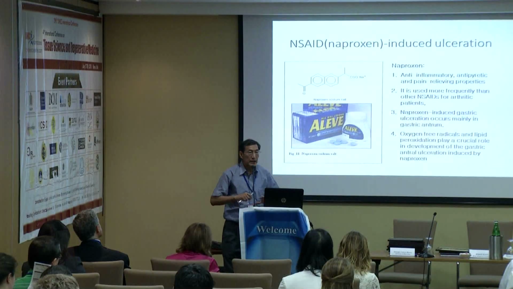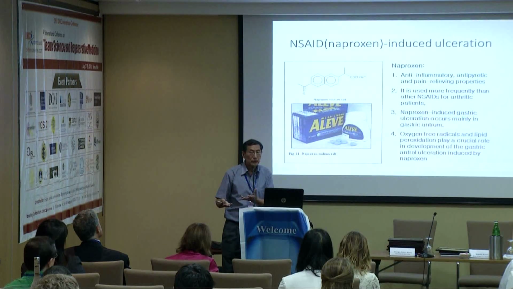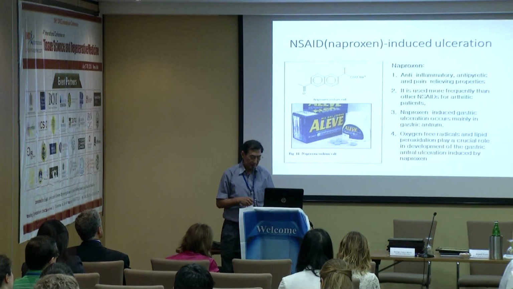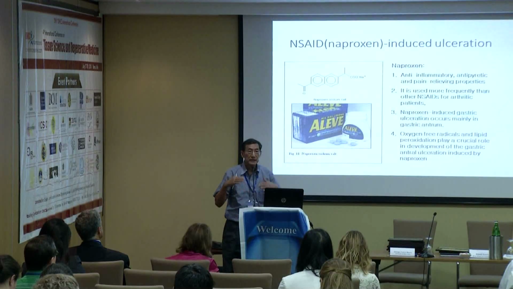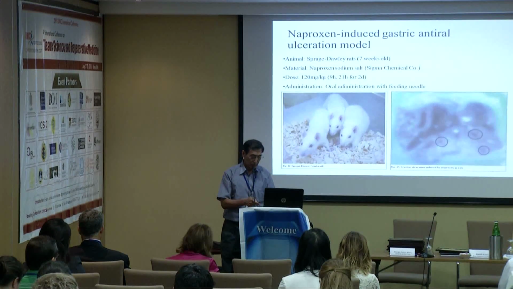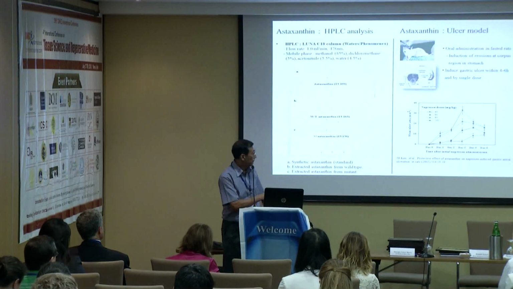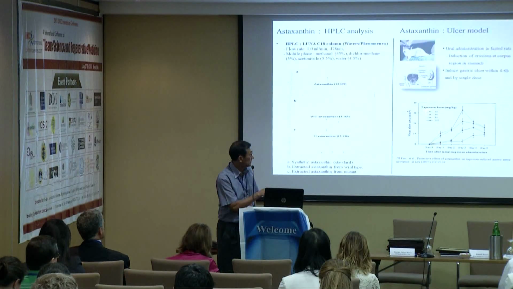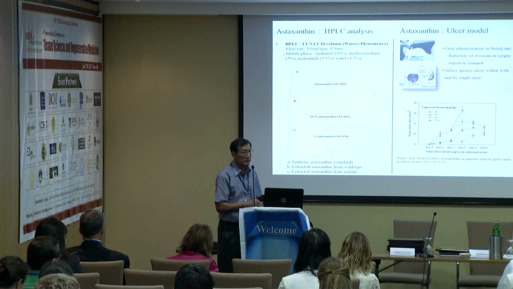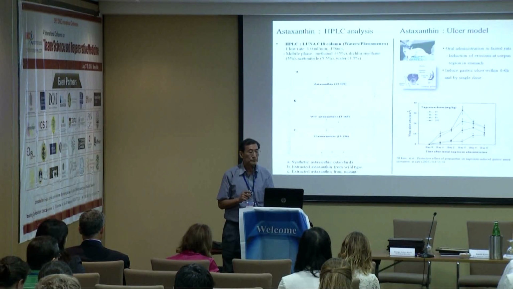And nowadays, people are getting old. Old people suffer from arthritis, and the medication can induce ulceration. So we have a model system using naproxen, and 80 milligrams per kilogram is the optimum condition to produce the ulcer.